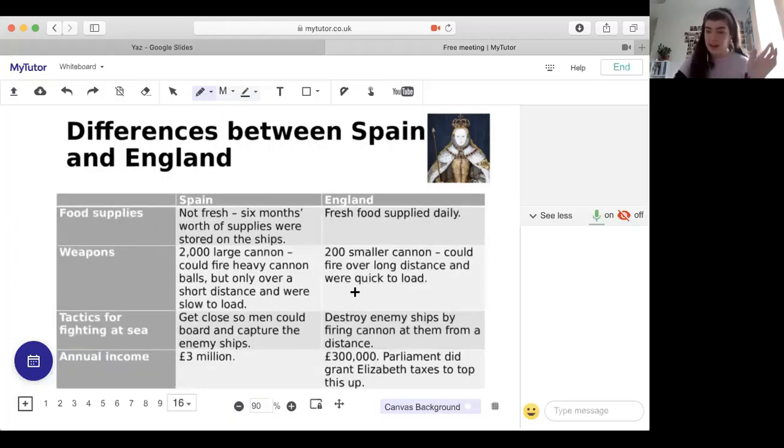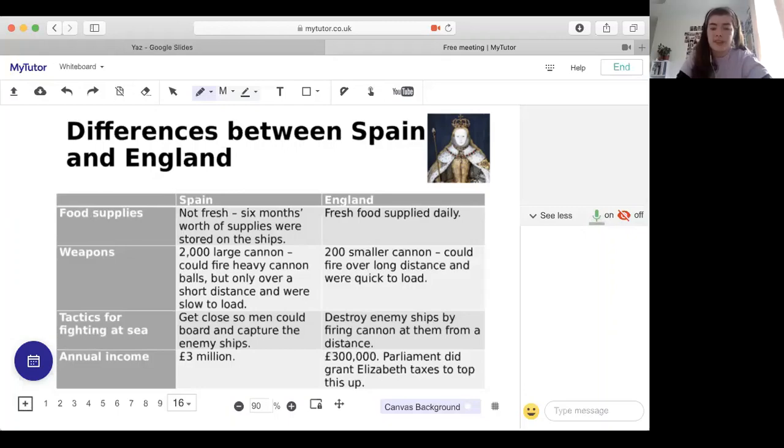So the next part of the table, don't worry, this is the second half. The food supplies. So for the Spanish, it was not fresh. They had 6 months worth of supplies which were stored on the ships. This is going to be in rations. It's going to be like dry crackers. It's not very nourishing food. So they're running on a much poorer diet than the English are, who are being supplied fresh food daily. And that's because they're fighting on their home turf, basically. They're just fighting off in the English Channel, which is obviously next to England. So they're in a much better position food-wise.